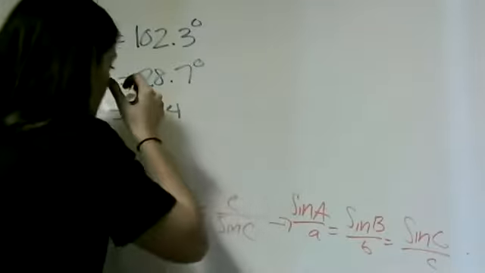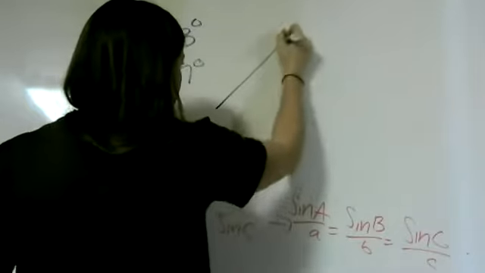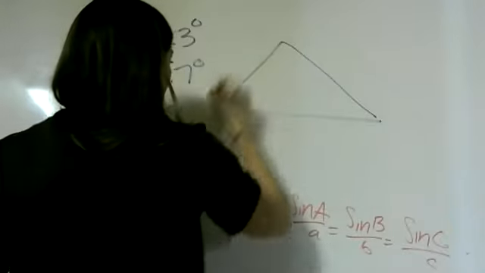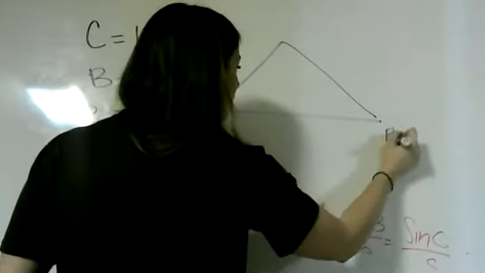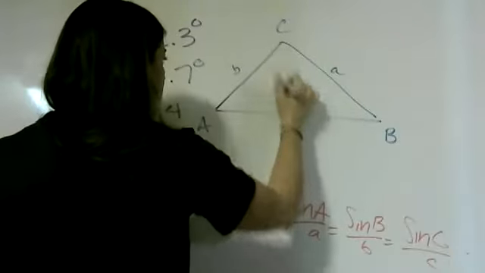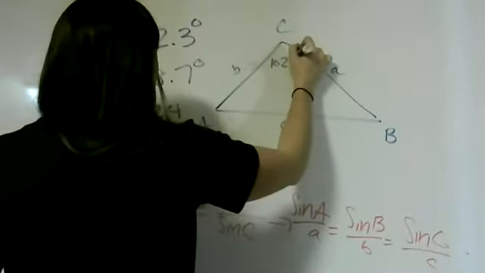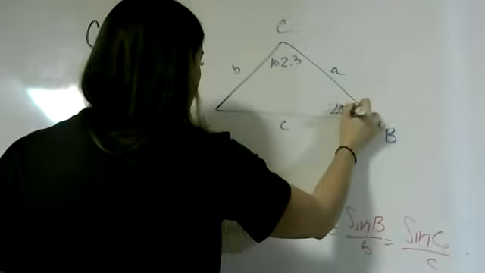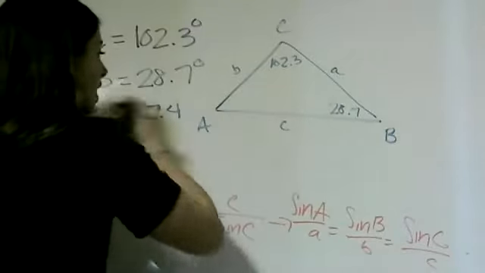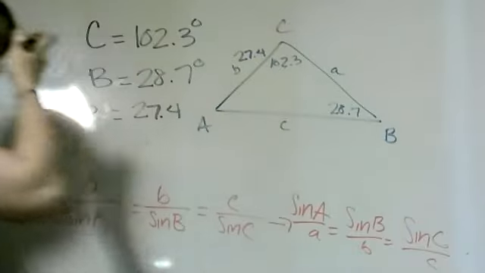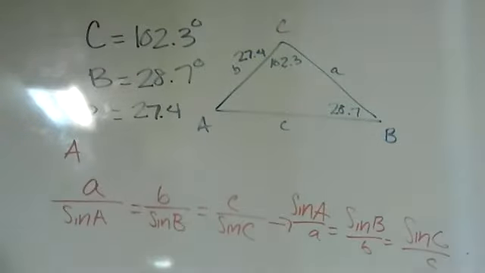So if I try to draw this out here, my triangle representations are not always the best, but we have triangle ABC. Angle C is 102.3. Angle B is 28.7. And side length b is 27.4. Okay.